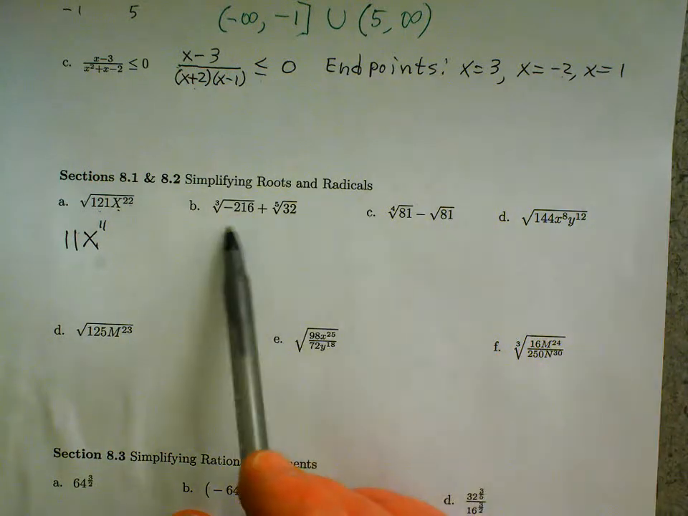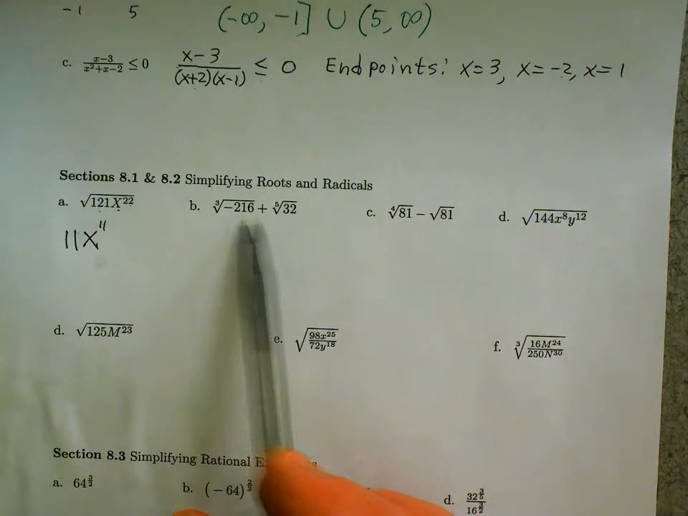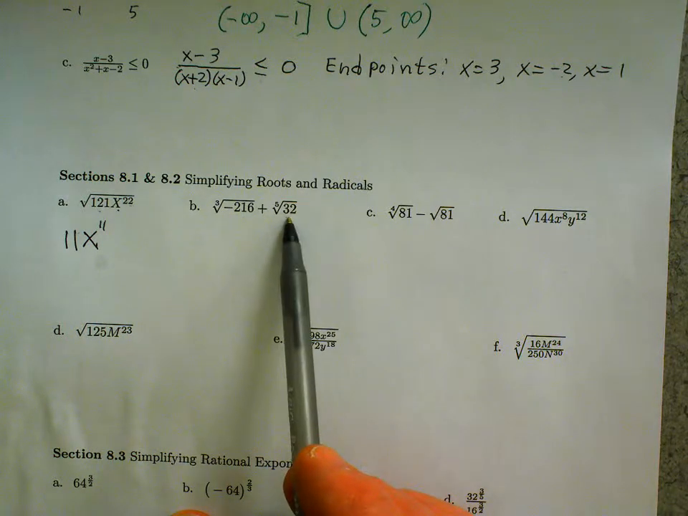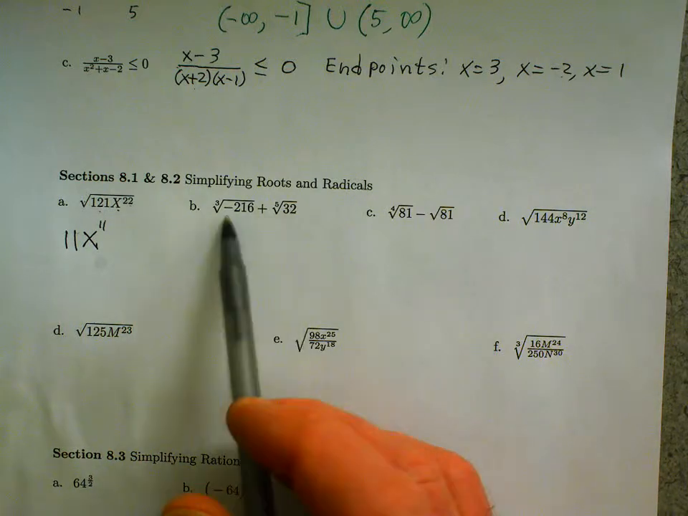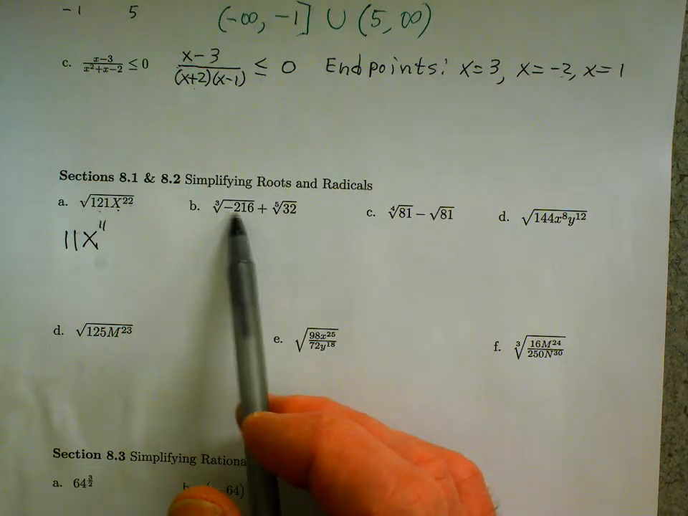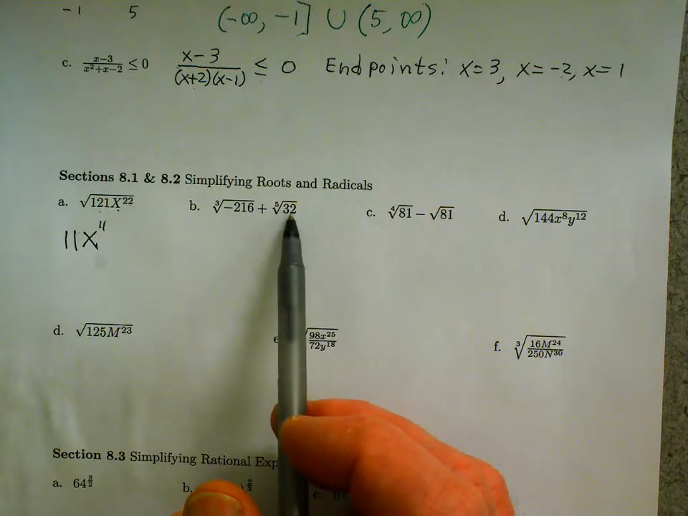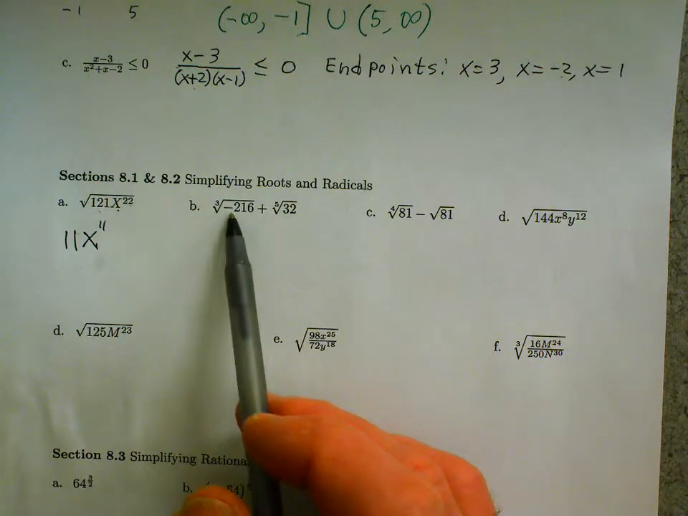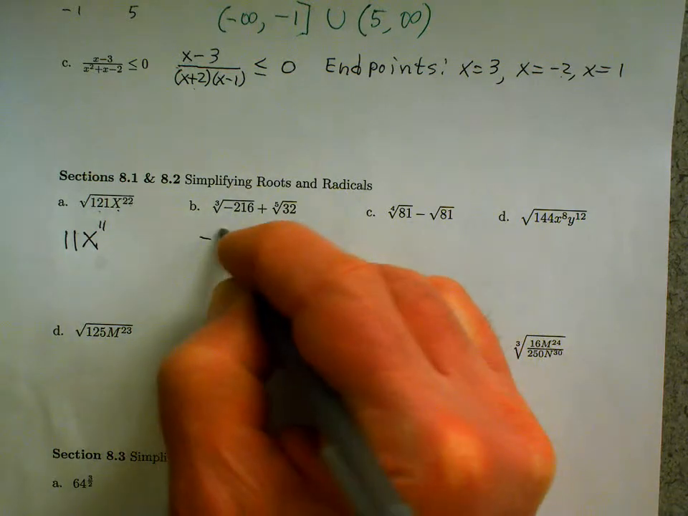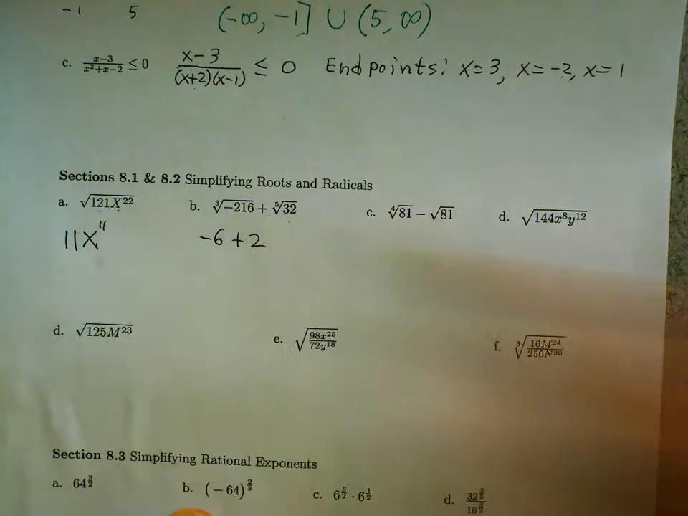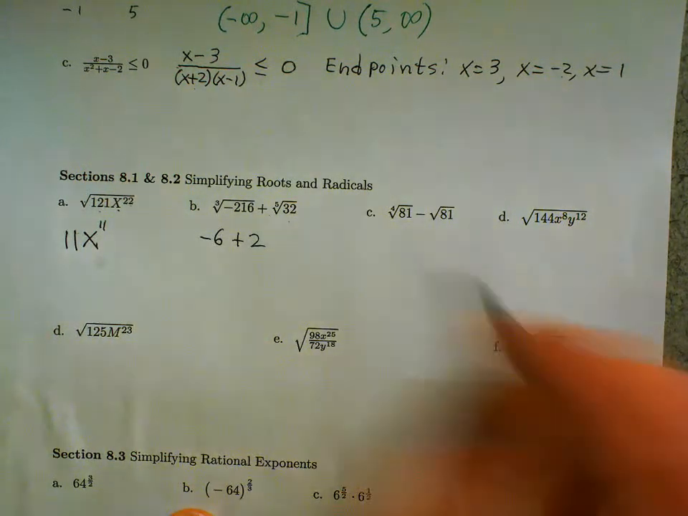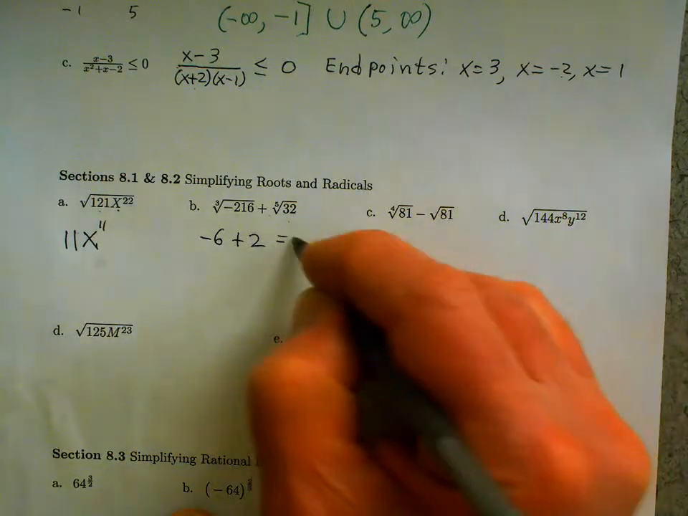Okay, the next one, the cubed root of -216 plus the 5th root of 32. Those can be simplified directly because -216 is a perfect cube, and 32 is a perfect 5th power. The cubed root of -216 is -6, and the 5th root of 32 is 2. And we can simplify further because -6 plus 2 is -4.